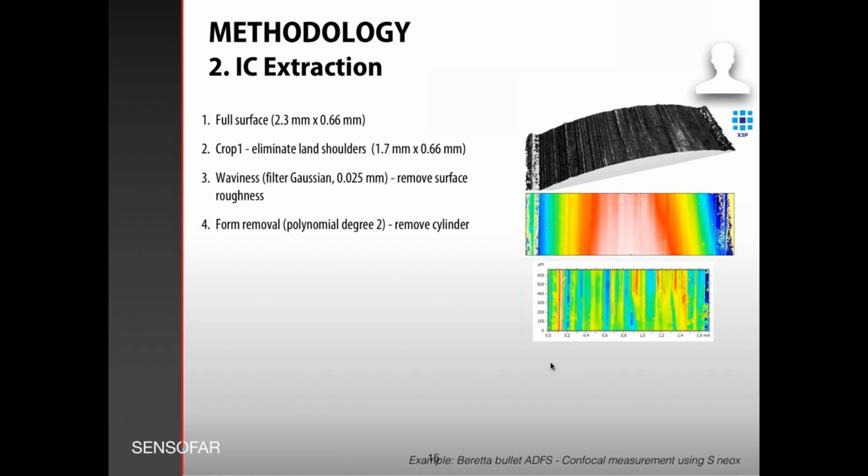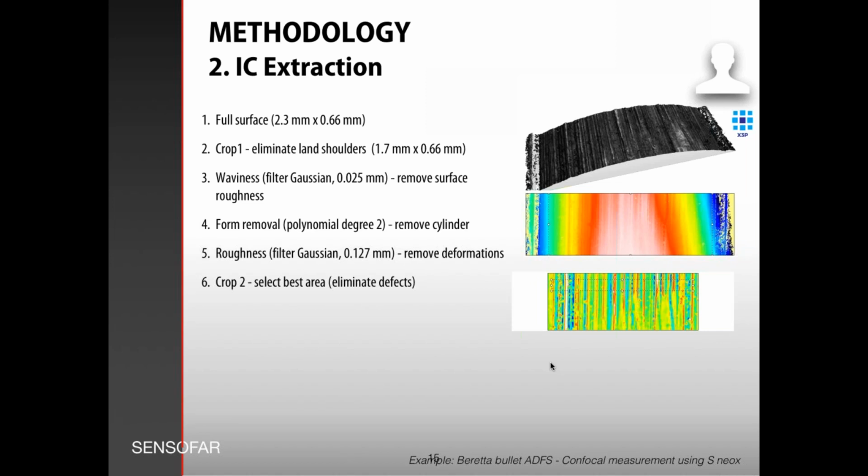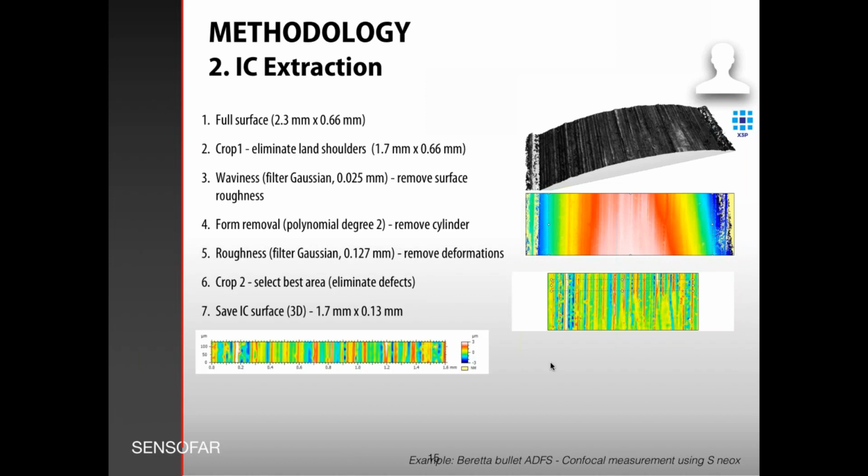Then we do a form removal to remove the cylinder shape of the bullet. We then do a roughness filter to remove the deformations of the bullet. And we do a second crop of a narrow area with the striations, selecting the area where the striations are best marked. Finally, we save this IC surface, and this is the surface we are using for comparison.